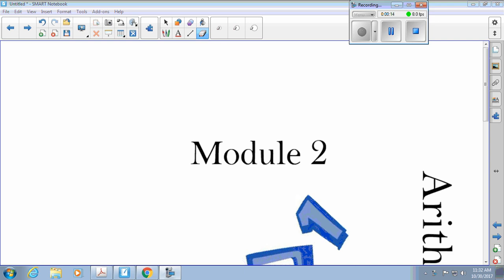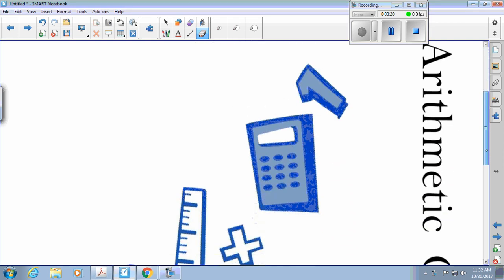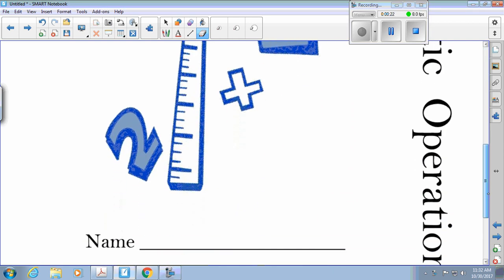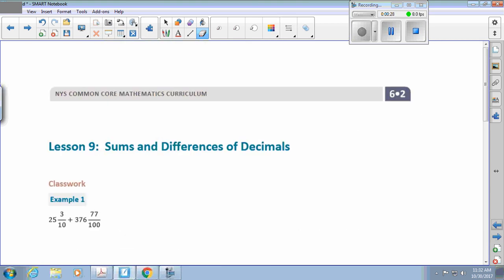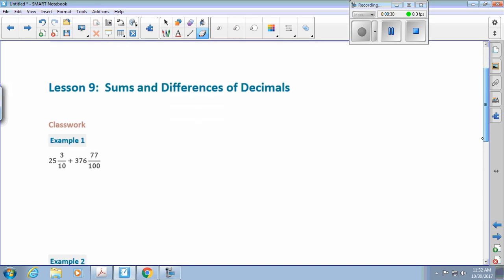Today we have just finished our Module 1 test, and we are starting Module 2. So look at that lovely clip art. It's gorgeous. All right. So the kids now have their module booklets. Oops. And we are going to start Lesson 9.